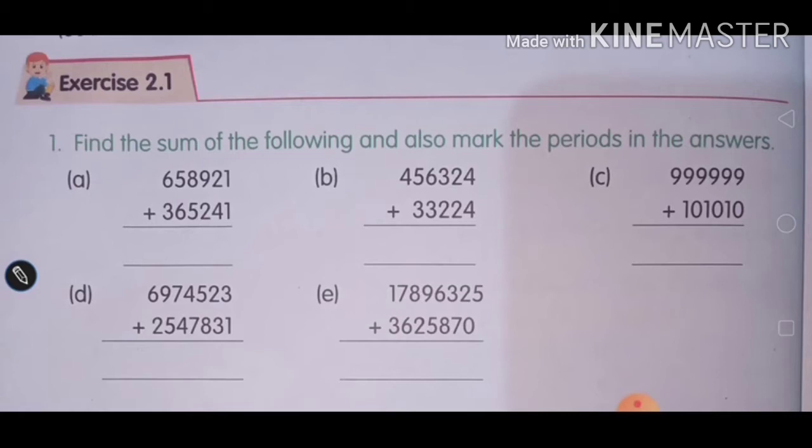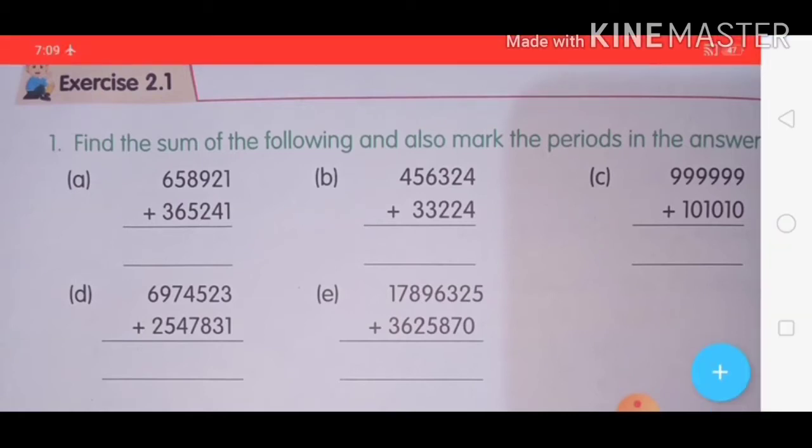I am again here with a new video of class 5 maths. Today I will discuss exercise 2.1. Here you can see question number 1. Find the sum of the following and also mark the periods in the answer. So we have to add.